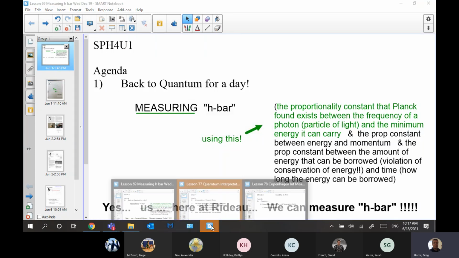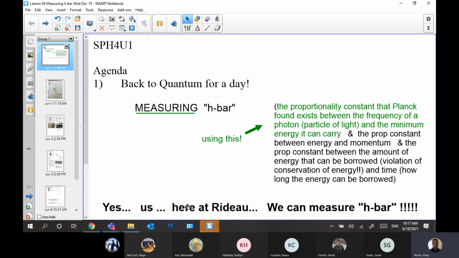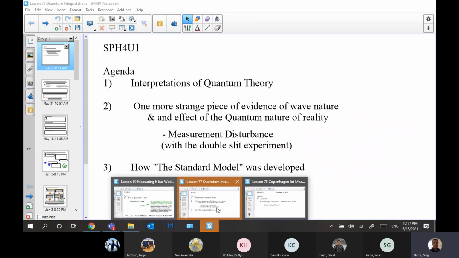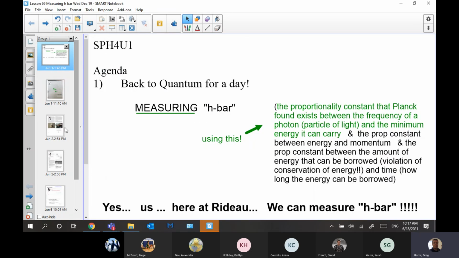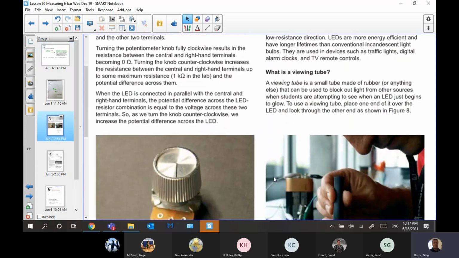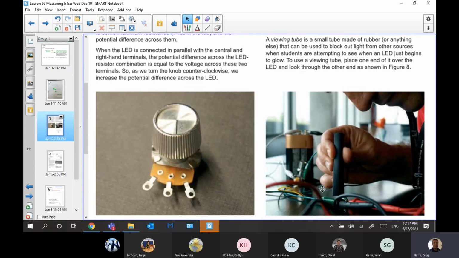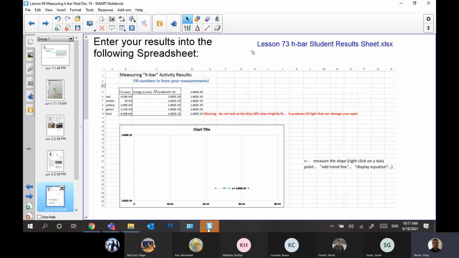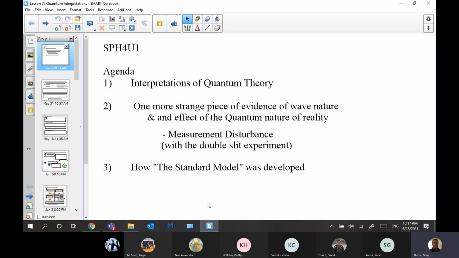So that's just a quick little demonstration. I just wanted to show you it's a very concrete number that we can actually measure. I think back in the day for me, LEDs certainly weren't as available. Maybe potentiometers were, because that doesn't look exactly modern, does it? But the LEDs and so on are maybe a little bit more available now than they were. Anyways, so here we go. Interpretations of quantum theory.